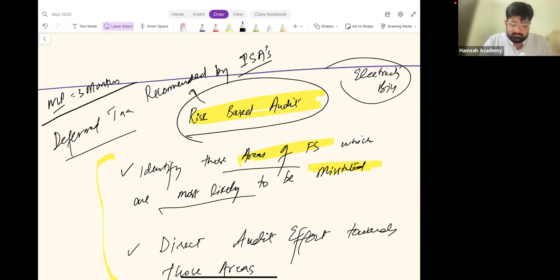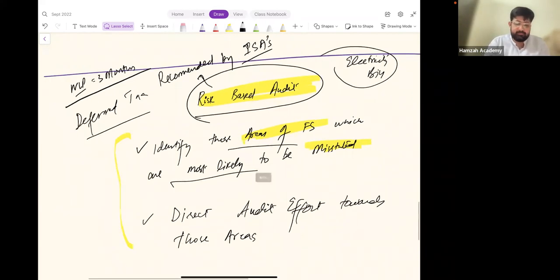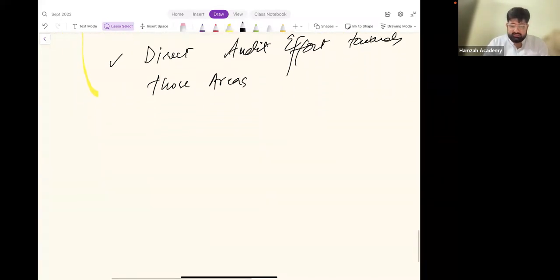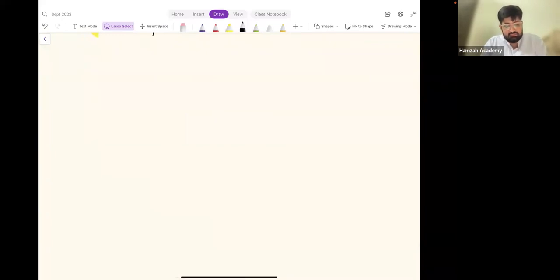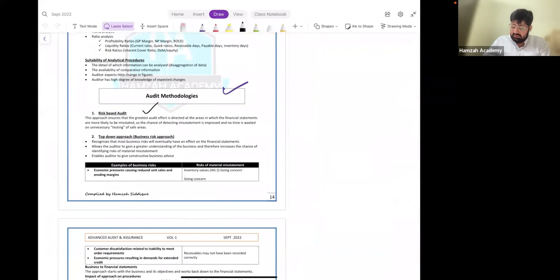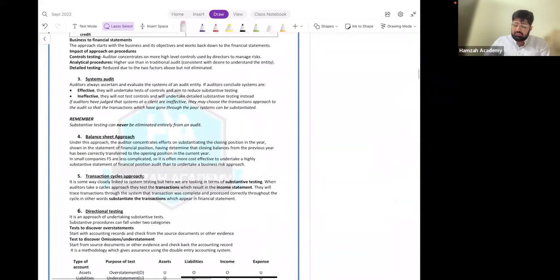Now, let us proceed further. Risk-based audit approach, students, it is done. The second type of audit methodology is, okay, not this. We are not discussing this today. We will discuss it later on. System audit. What is system audit?